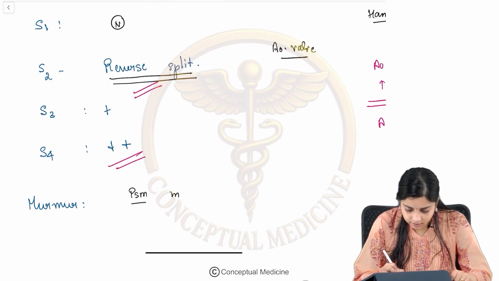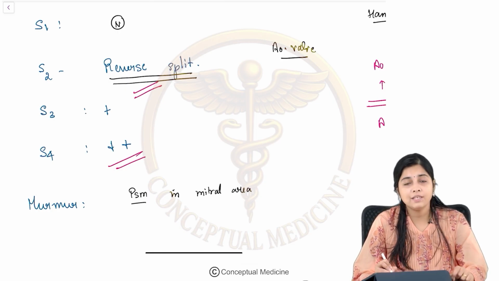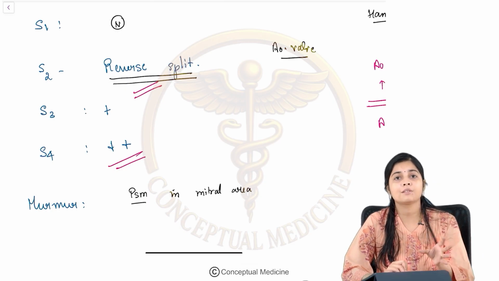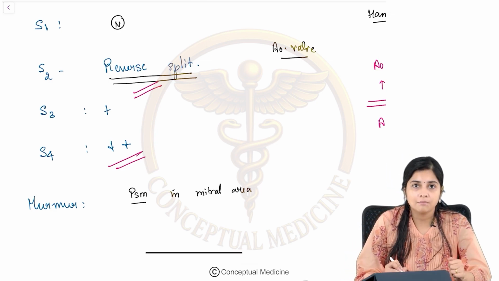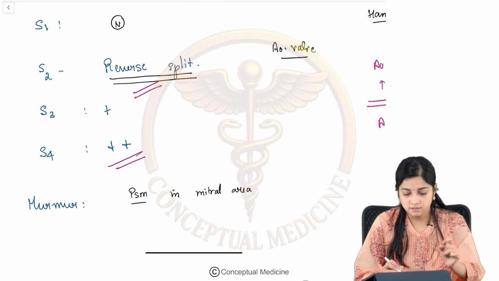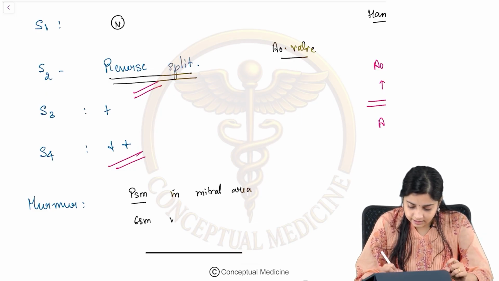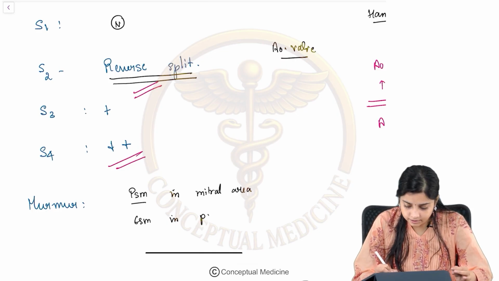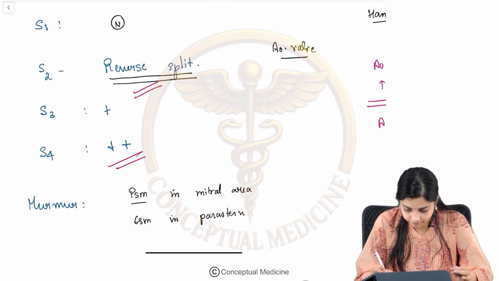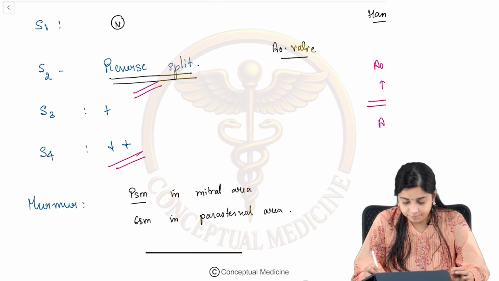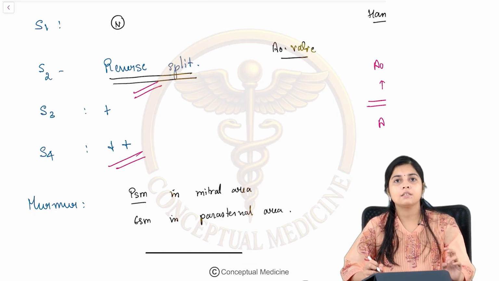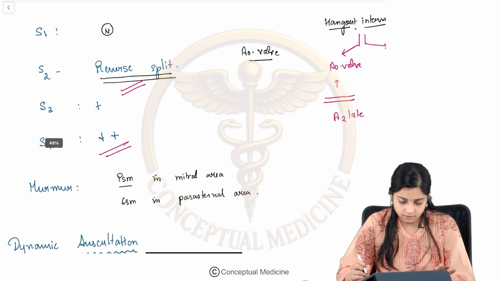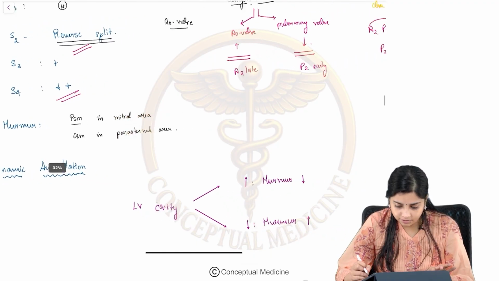Pansystolic murmur in the mitral area, because the systolic anterior movement of the mitral leaflet can be associated with some amount of mitral regurgitation. So there is a PSM in the mitral area, and the obstruction results in the ESM, or an ejection systolic murmur, in the parasternal area. Okay, so if you hear a PSM in the mitral area and an ESM in the parasternal area, this is suggestive of HOCM. Okay, now let us look at the dynamic auscultation.